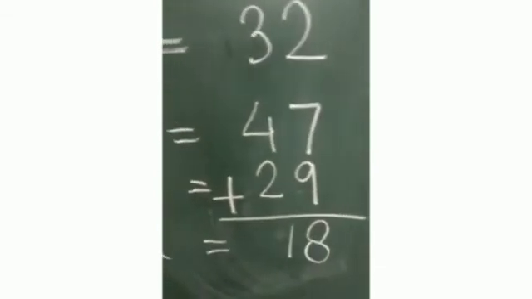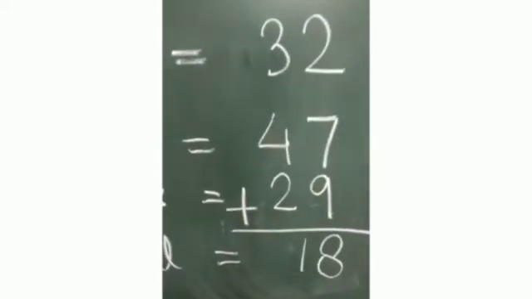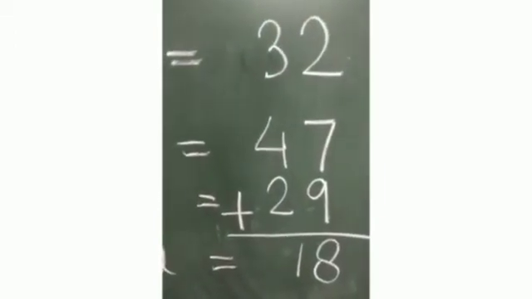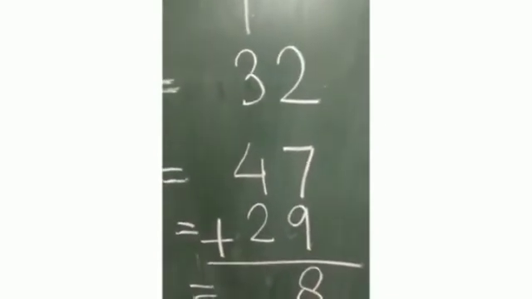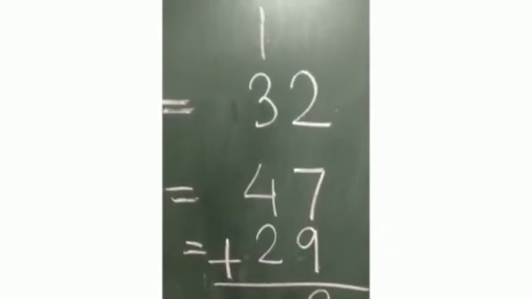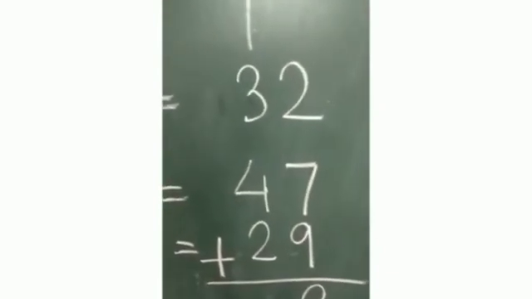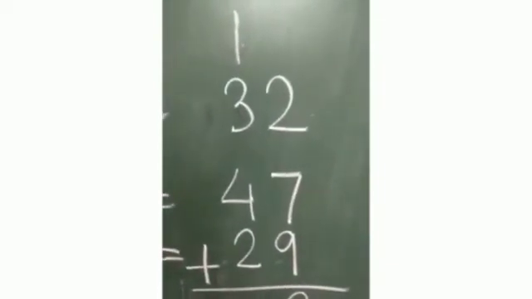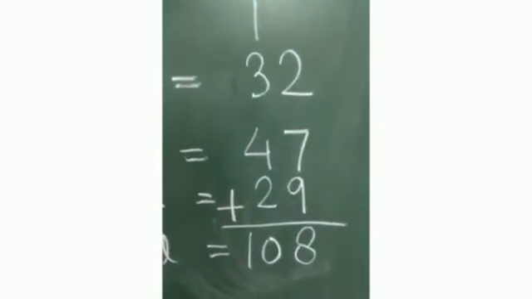Now regroup the number. As only one digit can come in the ones place, this 10 of 18 will go in the tens column. Now we have to add 4 numbers: 3, 4 and 2 and also the 1 that we got after regrouping. So 4 plus 2 is 6, 6 plus 3 is 9, 9 plus 1 is 10. So now we have 108 bangles in all.